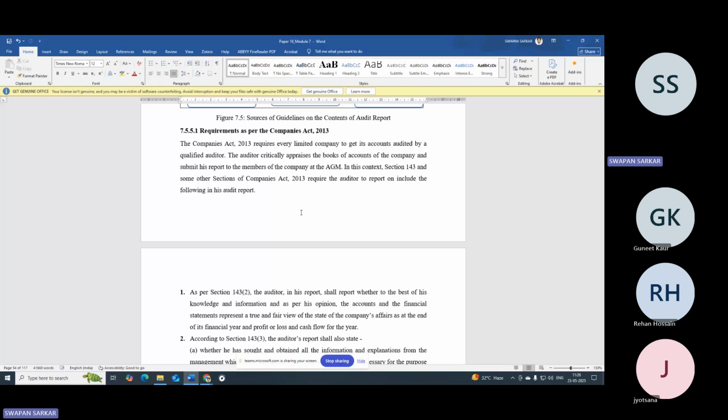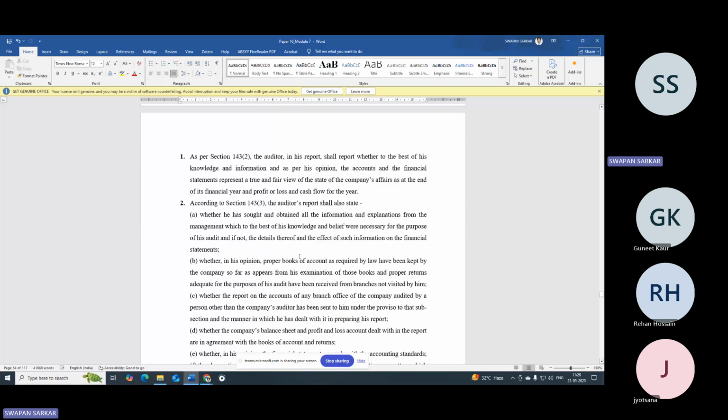Thus, first of all, as per Section 143, subsection 2, the auditor in his report shall report whether, to the best of his knowledge and information, and as per his opinion, the accounts and the financial statements represent a true and fair view of the state of the company's affairs as at the end of its financial year, and profit and loss and cash flow for the year.